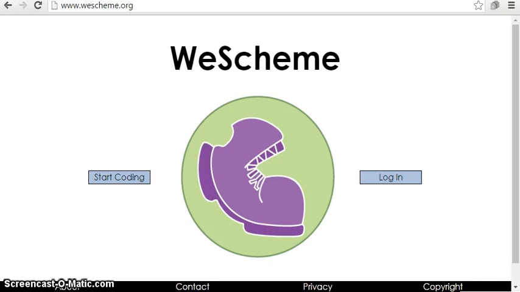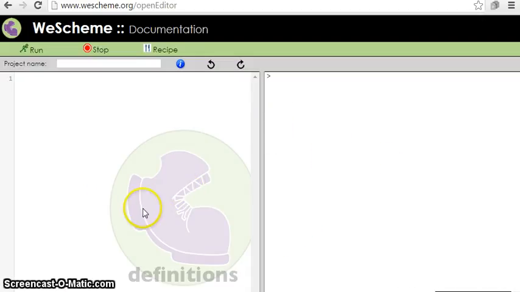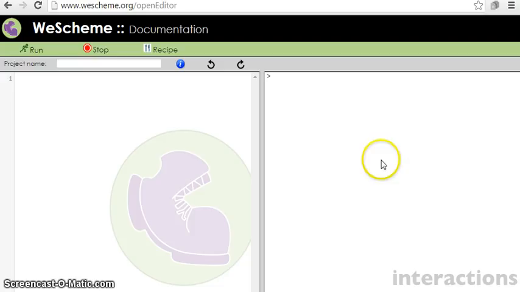So at this point, I want to pull up the editor again, the WeScheme editor, and show you what it's going to look like when we click Start Coding. We see our definitions window on the left side, our interactions window on the right side. For the beginning portion of this unit, we're only going to be typing in the interactions window on the right. Some of the things that we can type at this point are numbers, and when you hit enter, the computer will return the same value that you typed in.